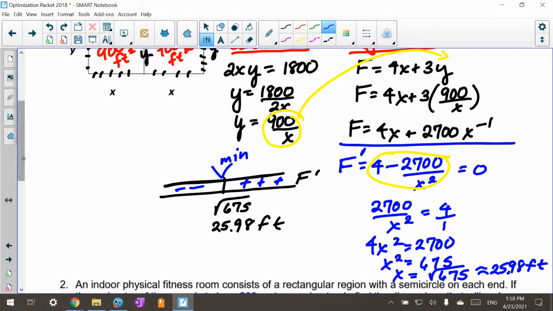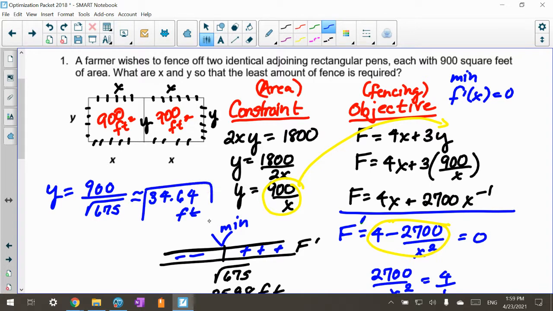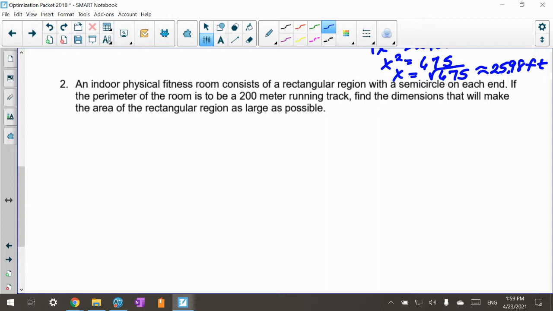So I know that x is going to be 25.98. When I do my y, it's 900 over radical 675. I just left it that way because it didn't come out really nice. When I put that in my calculator, I got 34.64 feet. And that's what they want to know: what are x and y going to be? And we just did. I would try some of these and see if you can do them, and you might come up with the same answers doing it a little bit different way. This one's kind of fun to think about.